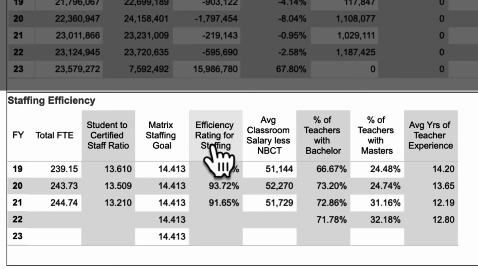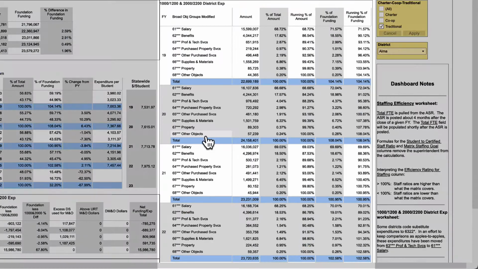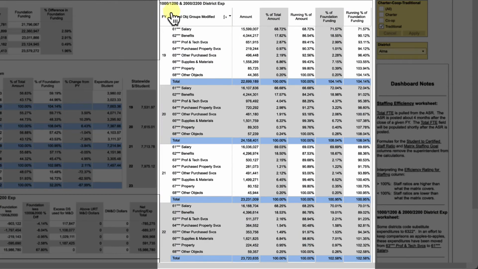This worksheet also gives you some additional information with regards to the district's average classroom salary, less National Board Certified Teacher amount. So this is the average salary that the teacher equalization funds are based on. We also give you the information with regards to the percent of teachers that have a bachelor's or master's degree in the district. And then finally, a column that shows the average years of teaching experience for teachers in the district.